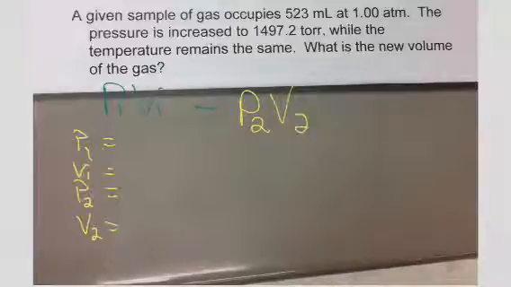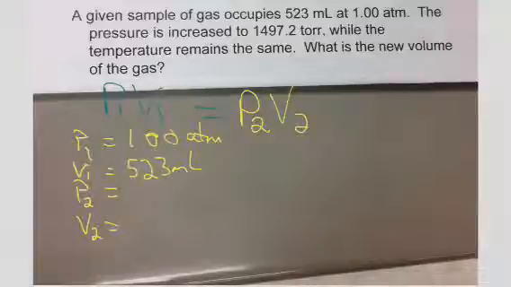So I have 523 milliliters. Milliliters is a volume label, so I put that in for V1. 1.00 ATM. ATM is a pressure label, so there's my pressure one. And the pressure is increased to 1497.2 torr, which we know are the same as mmHg, which means the only thing left to be our variable is V2.